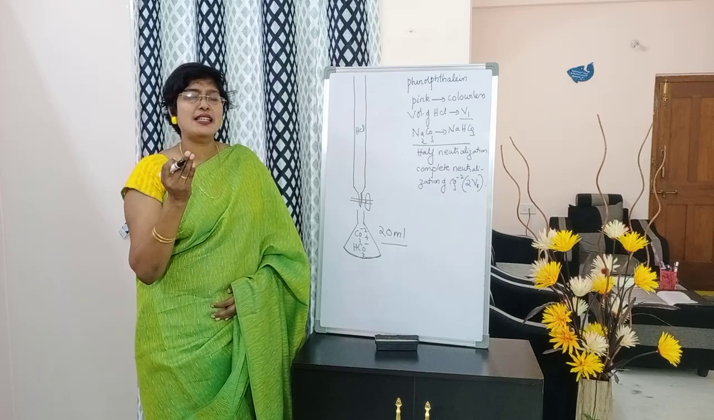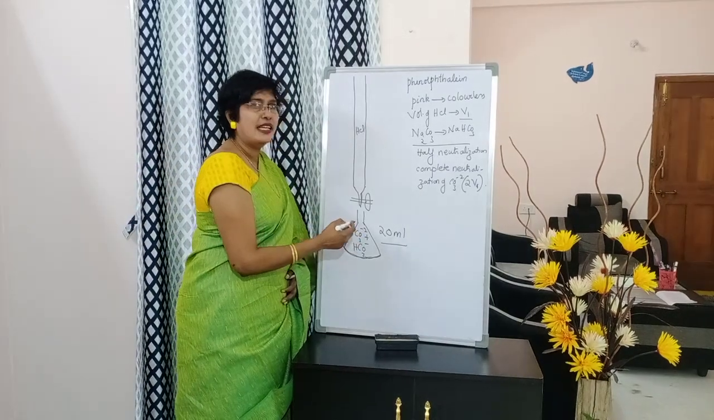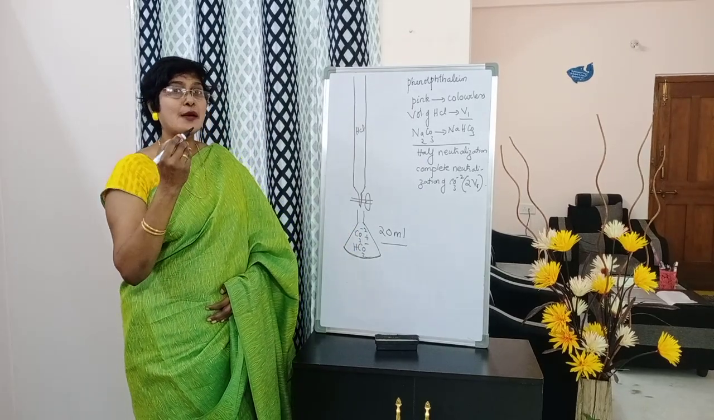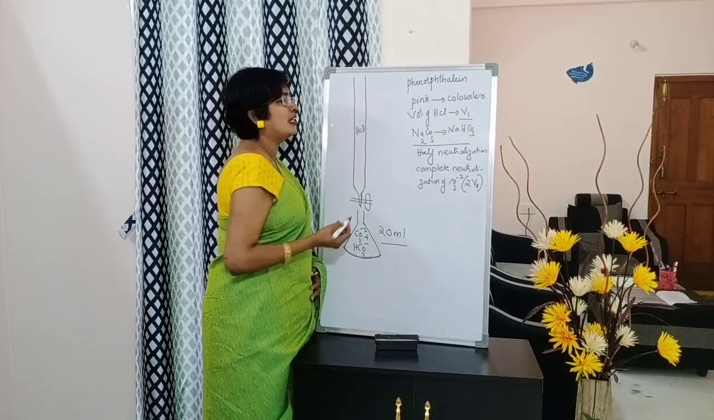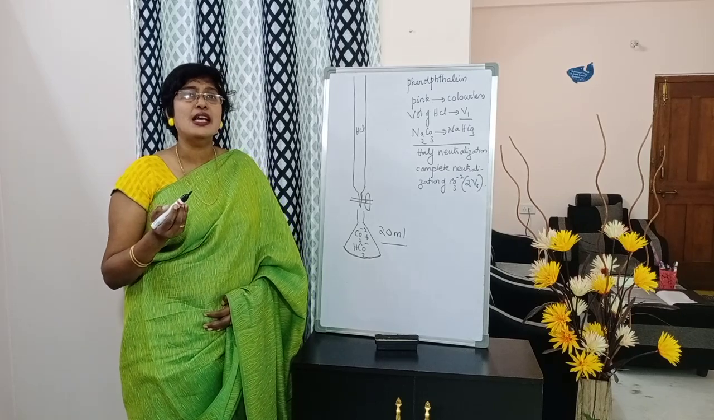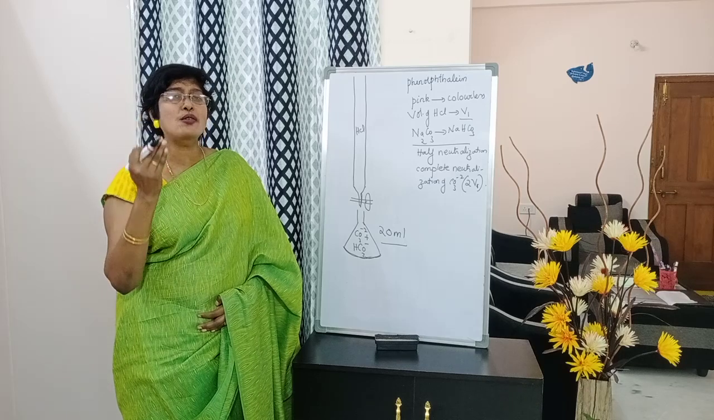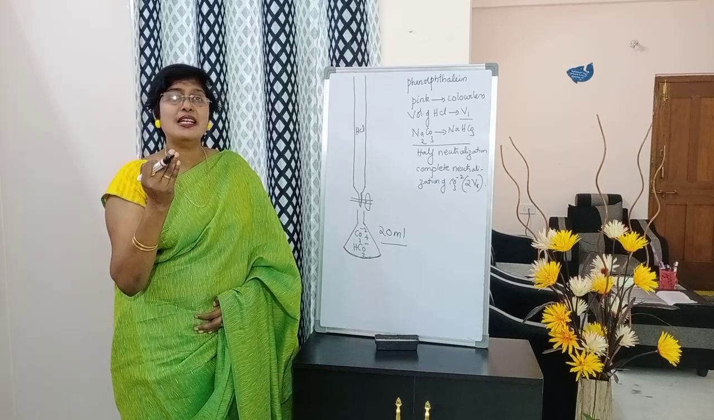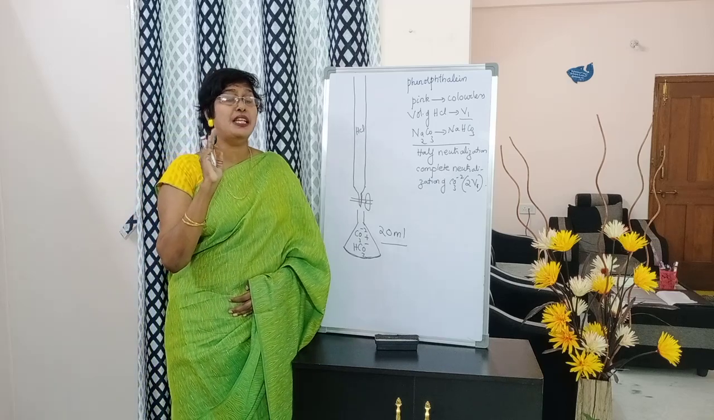So at this end point, what is happening? Carbonate is half neutralized to give bicarbonate, students. Look here, I have written here, Na2CO3 is half neutralized to NaHCO3. That means some amount of HCl is being used to convert Na2CO3 to NaHCO3. It is not completely neutralized, students.